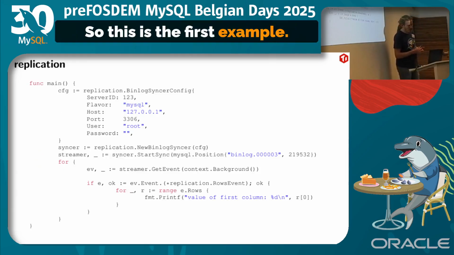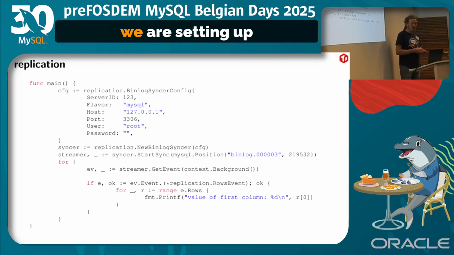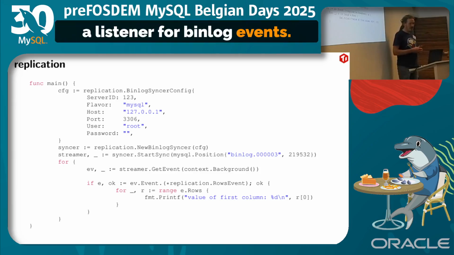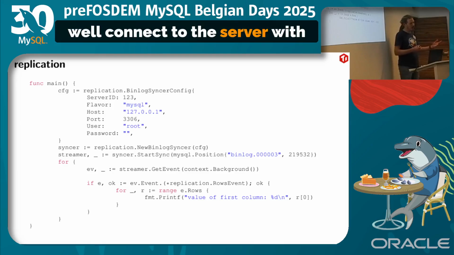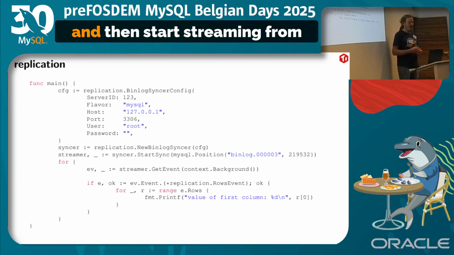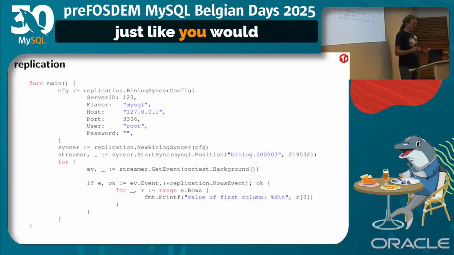So this is the first example. Basically here, we are setting up a listener for binlog events. We're saying, connect to this server with this username without a password, because we want to do things in a very insecure way. And then start streaming from this binary log file with this position, just like you would do with MySQL.